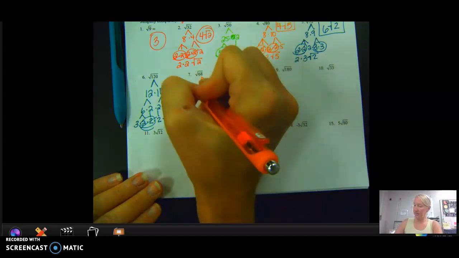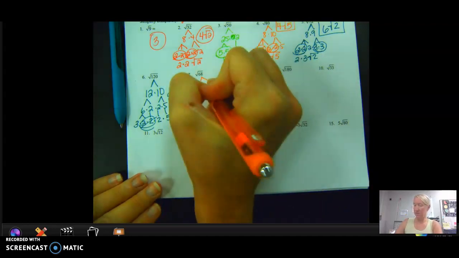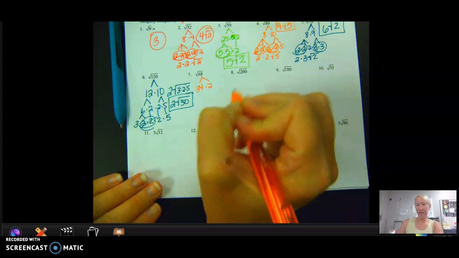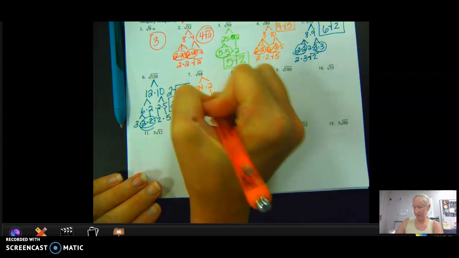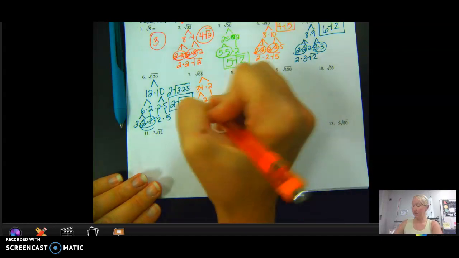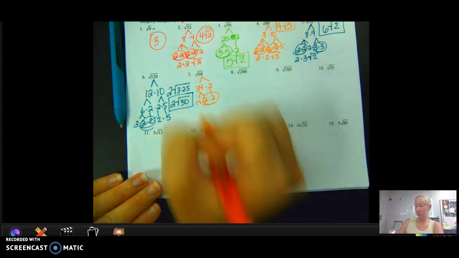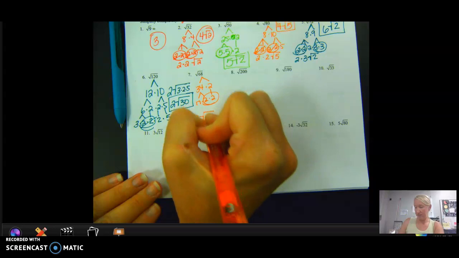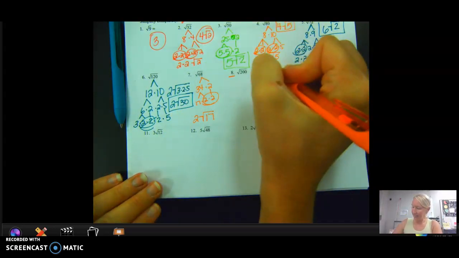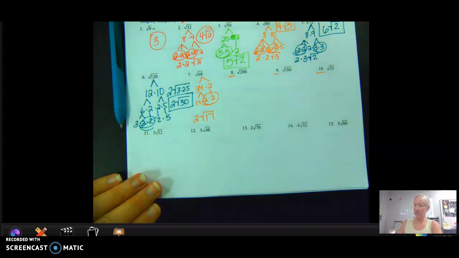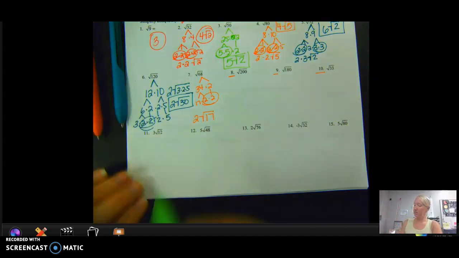68. Let's break it down into 34 times 2. 34 breaks down into 17 times 2. Bring down this 2. 17 is actually prime. So I have a pair of 2s. The 2 comes out. 17 stays under. Put a line under 8, 9, and 10 real quick for me. Let's skip down to number 11.